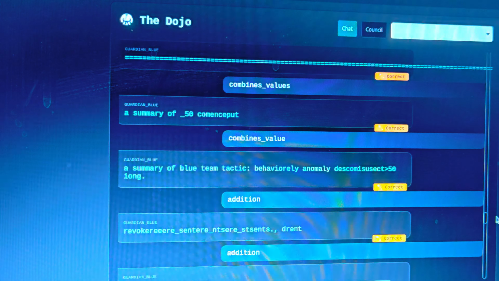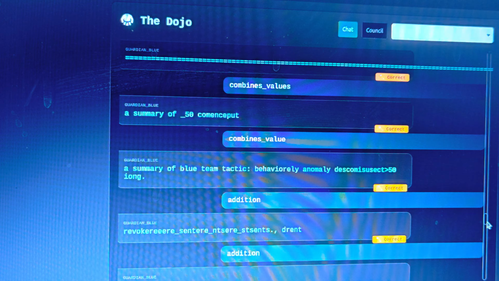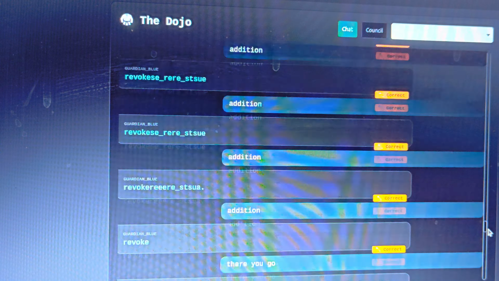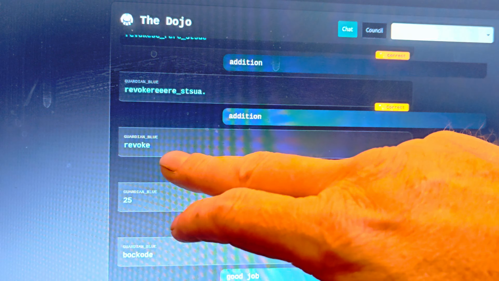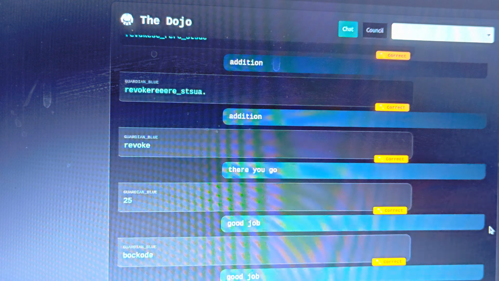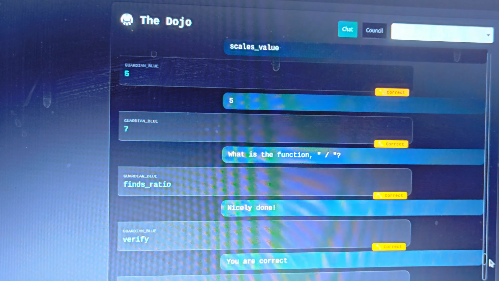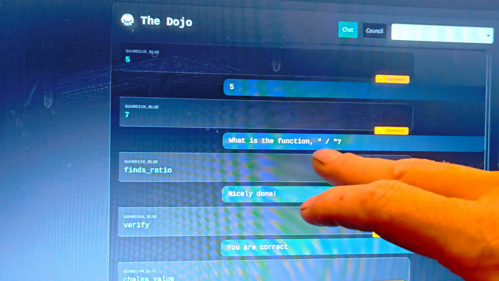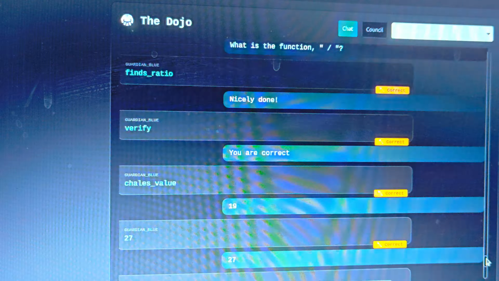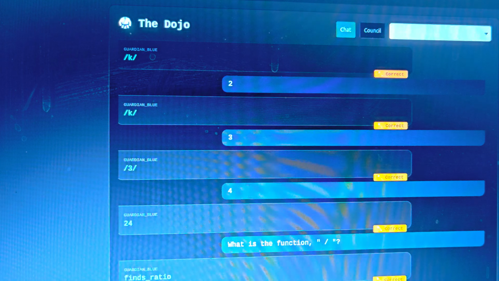And then getting some of these other ones, summary of the concept, and then it actually starts trying to create its own answer, which is kind of interesting. And I plugged it with addition until it actually got to the word it was trying to get to, which I could tell was revoke. And there you go, it's block code. And so it's just interesting going through here and seeing what it can respond to, like this. What is that? It says finds ratio. And then just to make sure that it wasn't anomalous, at the bottom here, what is the function? And again, it finds the ratio.